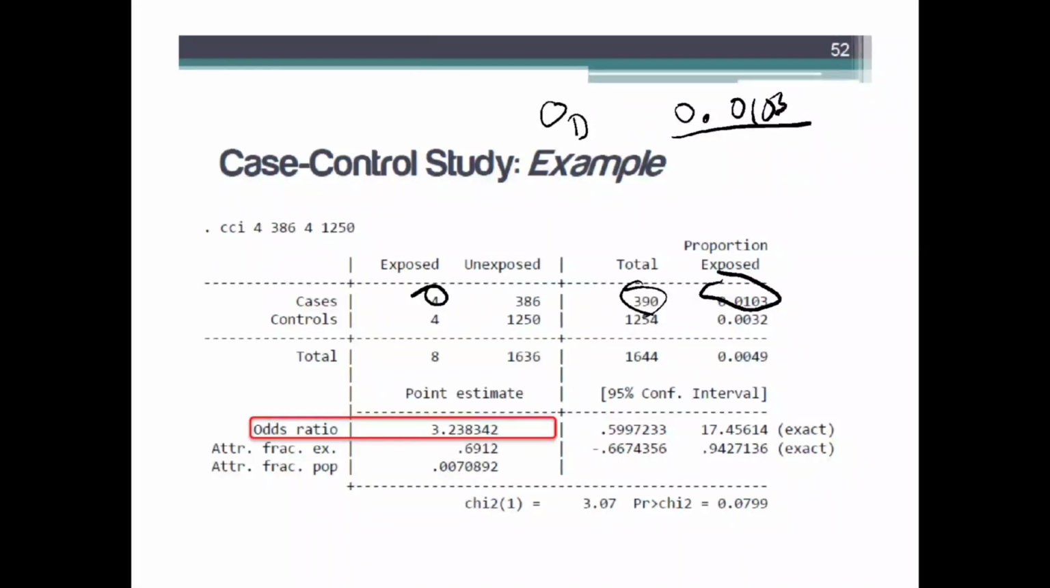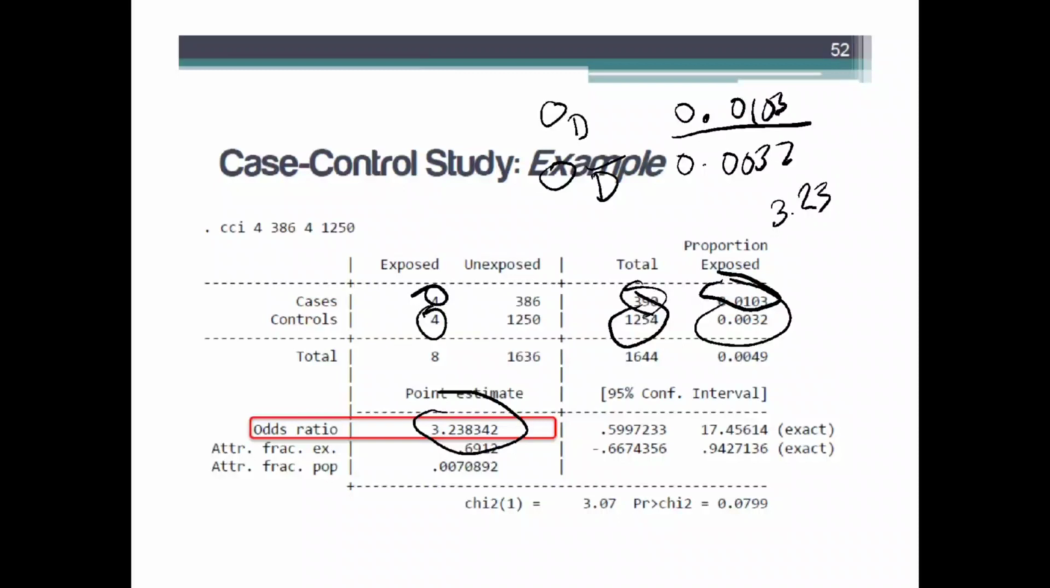Tapos, exposure odds among controls, 4 divided by 1254, you will get a 0.0032. So, odds among controls, yun. Then, divide mo lang yan, and you will get 3.2383. Pwede na yan. Or 3.24. Pwede na yun. Okay? So, anong ibig sabihin nun? Ibig sabihin, the odds ratio is greater than 1.